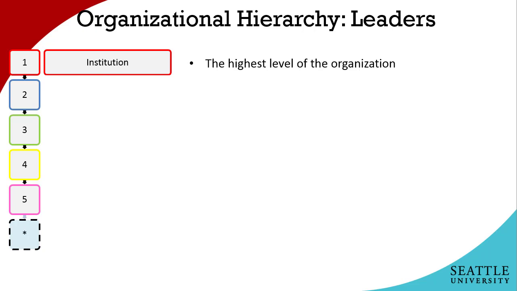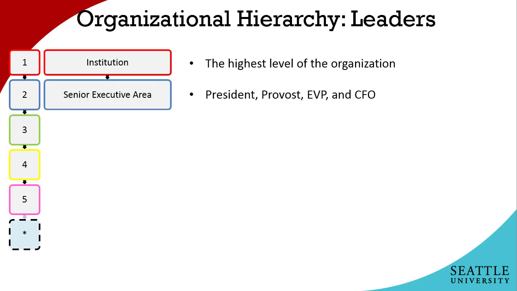Institution. The ERP requires this designation. In our case, this is Seattle University. Senior Executive Area. The first senior executive level includes those activities administered solely by the university president. The remaining senior executive areas include activities that ultimately report to the provost, executive vice president, or chief financial officer.